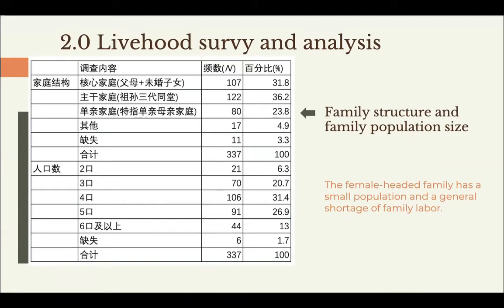The main family type, with 3 generations of grandparents and grandchildren, accounts for the largest proportion. The nuclear family is second. The survey data reflects from one aspect that female-headed families have a small population and a general shortage of family labor, and most of the production and operation can only maintain small-scale production.